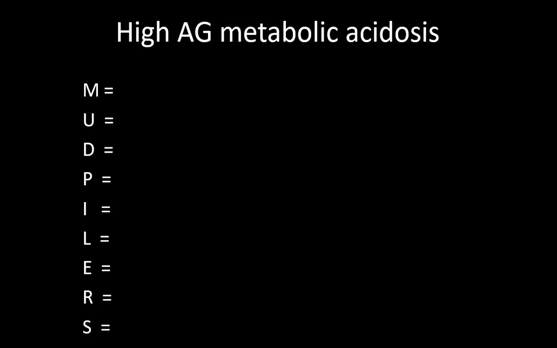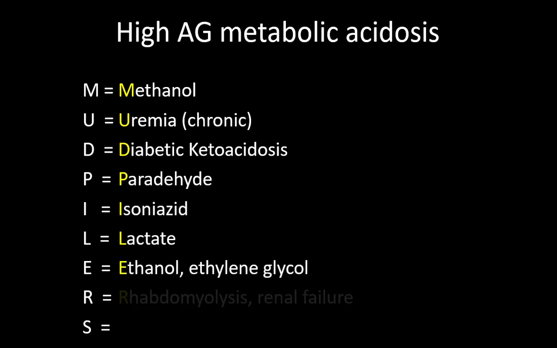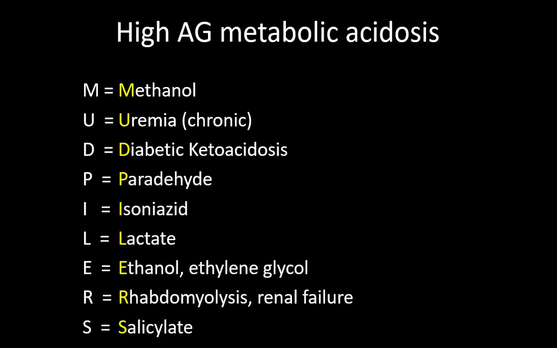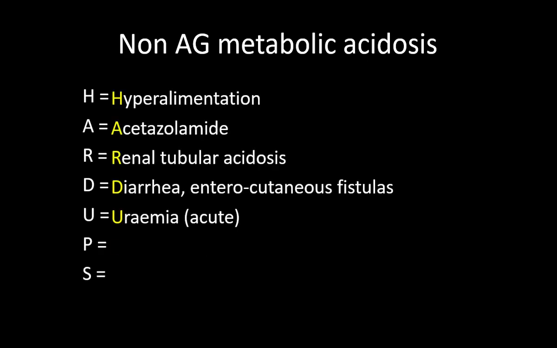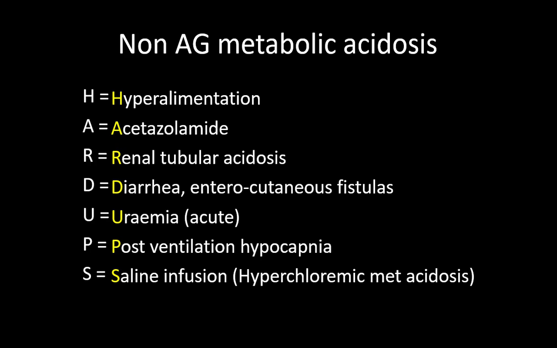High anion gap metabolic acidosis, everybody knows the mnemonic MUDPILES: methanol, uremia, diabetic ketoacidosis, paraldehyde, isoniazid overdose, lactate, ethanol and ethylene glycol poisoning, rhabdomyolysis, renal failure and salicylates. Non-anion gap metabolic acidosis: hyperalimentation, acetazolamide, renal tubular acidosis, diarrhea, enterocutaneous fistulas, uremia, post-hypocapnia, and saline infusion, which is causing hyperchloremic metabolic acidosis.